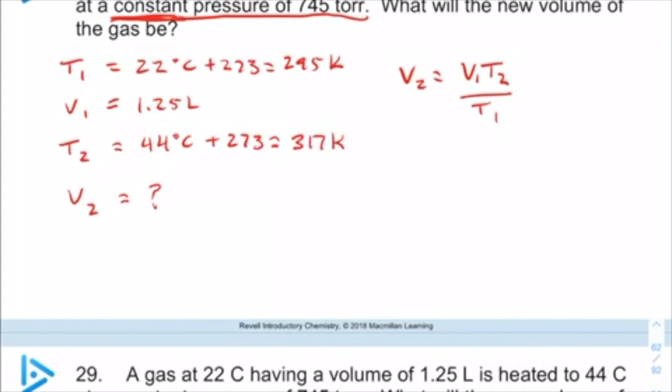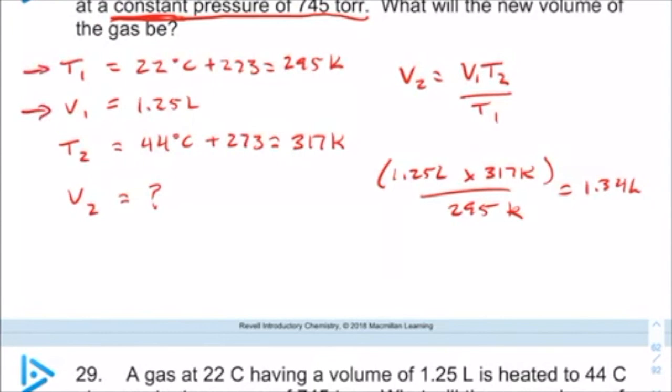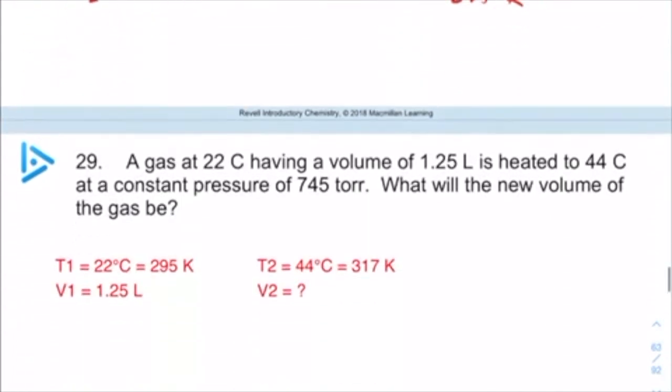Now that I have my temperatures in kelvins, I can plug them into my equation and solve away. 1.25 liters times 317 K over 295 K equals a new volume of 1.34 liters. The important thing here is to be able to recognize what's changing. The things that are changing are the temperature and the volume. So that's why I want to choose an equation that has changes in volume and temperature.